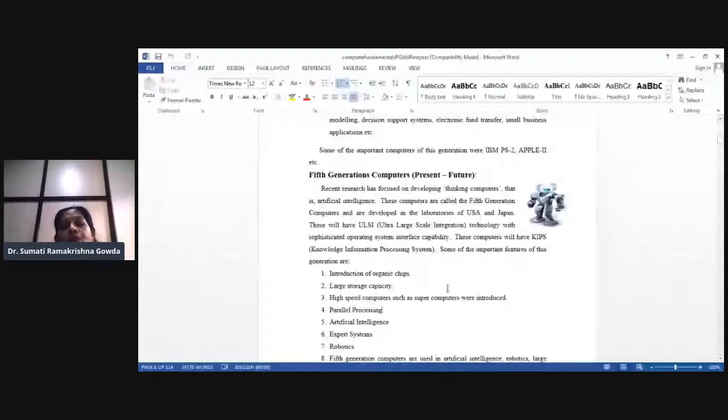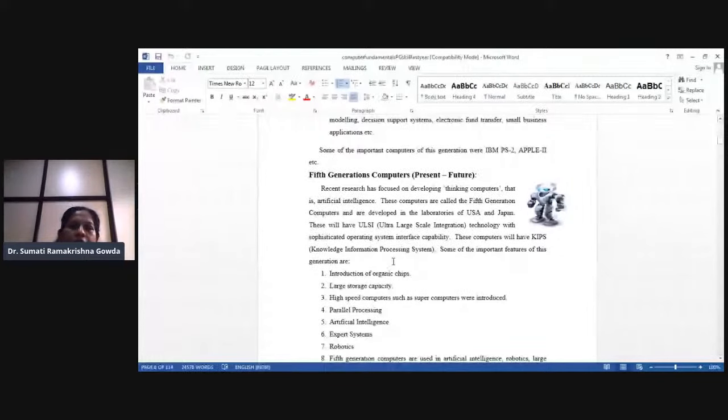Whatever you fed to the computer in first to fourth generations, if you give wrong information, you will get wrong output, meaning garbage in, garbage out. Here it is more advanced. These computers they are still designing using artificial intelligence. These computers are called the fifth generation computers and are being developed in the laboratories of USA and Japan. This will have ULSI, ultra large scale integration technology with sophisticated operating system interface capability.